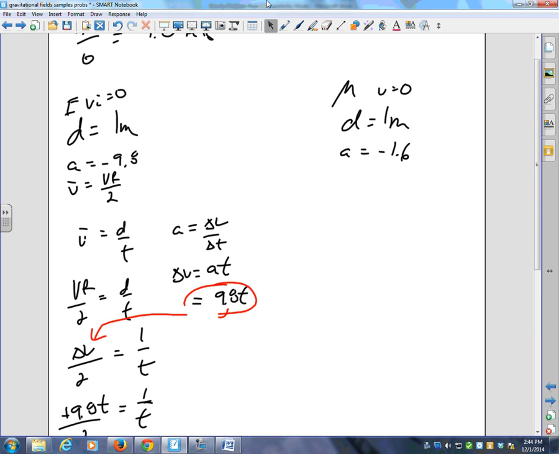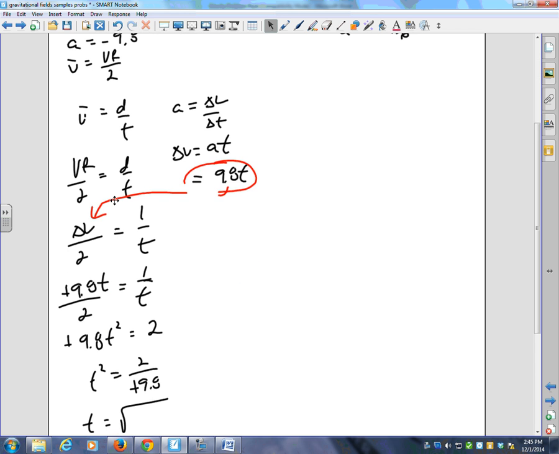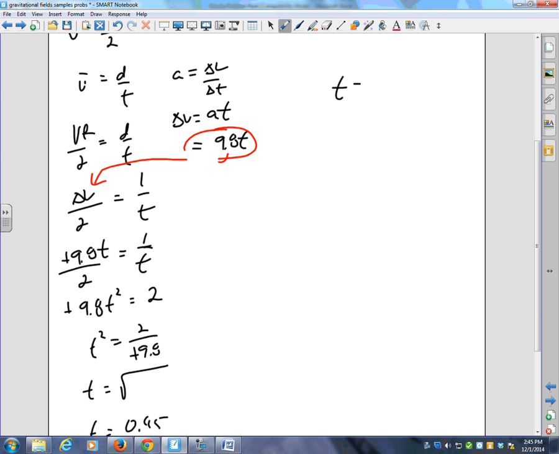Does all of that logic also hold true on the moon? The only thing that's different on the moon is that minus 9.8, right? So do I need to rewrite all that? No. On the moon, T is going to be the square root of 2 over 1.6, which gives you a time of 1.12 seconds.